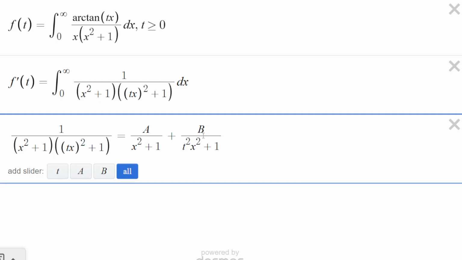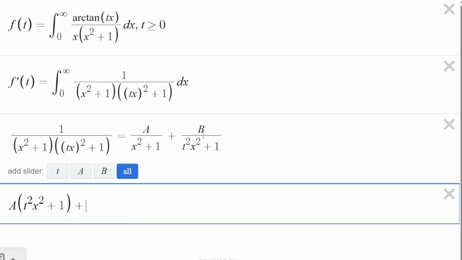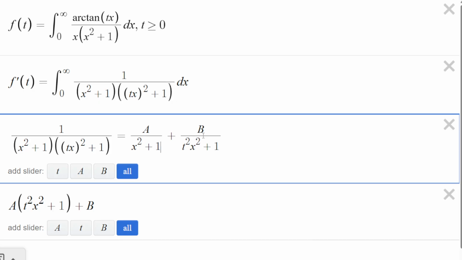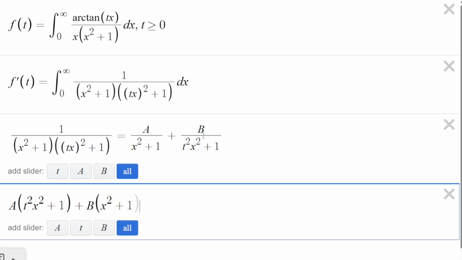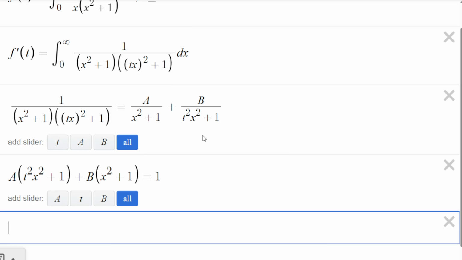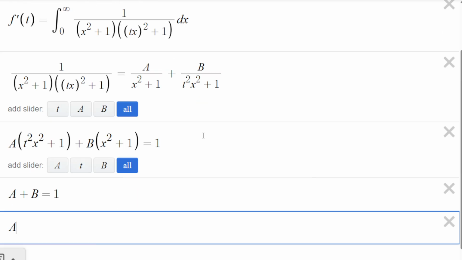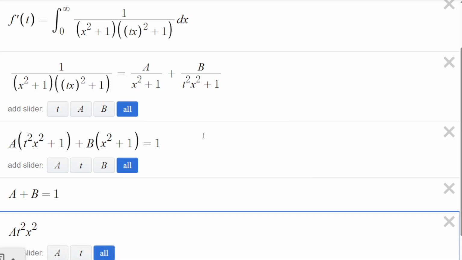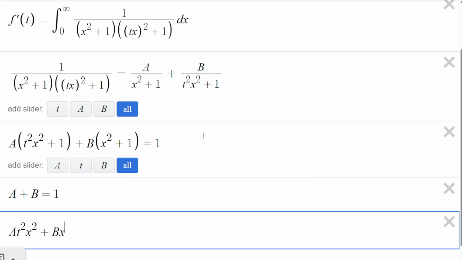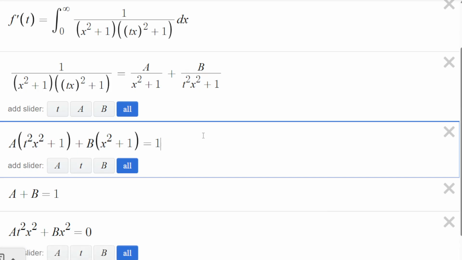Okay. Well, what that's going to mean is that a times this quantity plus b times this quantity is going to be equal to 1. All right. So let's see. What does that mean? Well, first of all, we can see clearly that a plus b is going to be equal to 1. That's going to be our constant terms. All right, and what else does that mean? That means that a t squared x squared plus b x squared is going to be equal to 0, because we can say that this is actually 1 plus 0 times x squared, right?